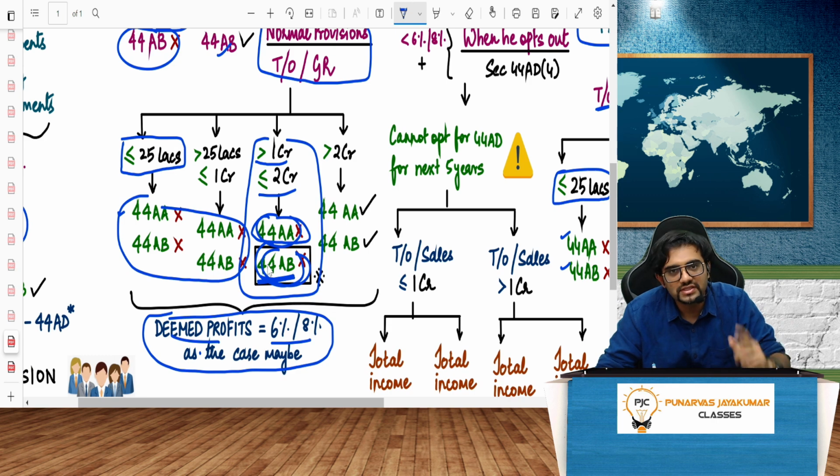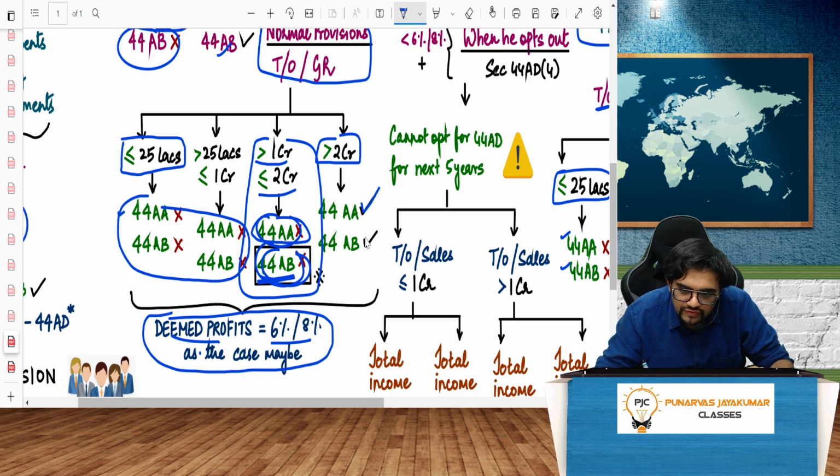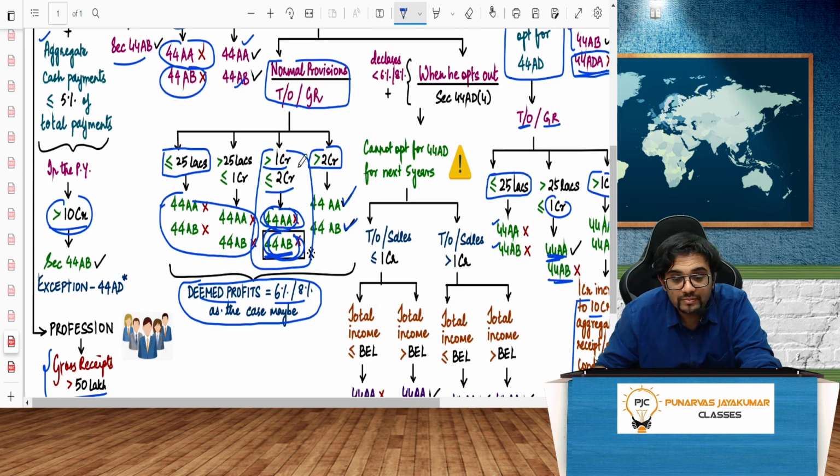There's an amendment in 2017. Only if it is more than 2 crore, you have to maintain accounts also. You have to do the tax audit as well. Combined reading of the section. Even though your deemed profits are normal, 6% to 8%.